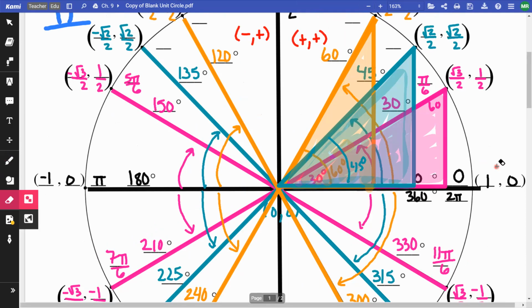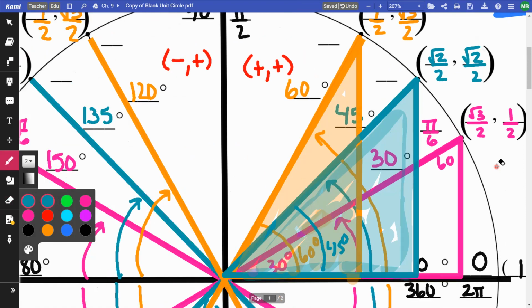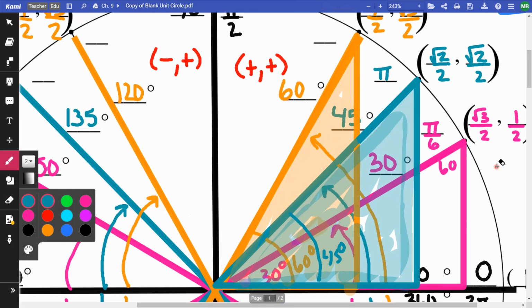So now let's think about the 45 degrees. How many 45s in 180? Well, if you think about 90, 90 is 2 forty-fives, right? So 180 is 4 of them. So what that means is my teal one, which is my 45 degree, is going to be pi over 4, because there's 4 forty-fives in 180, which means if I'm thinking about pi, this would be pi over 4 of it.